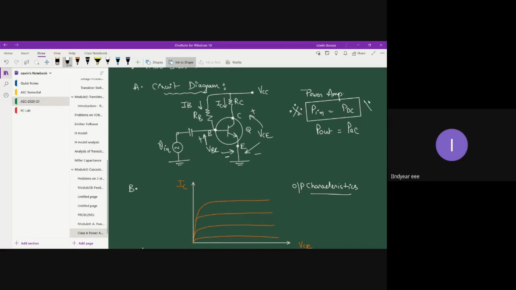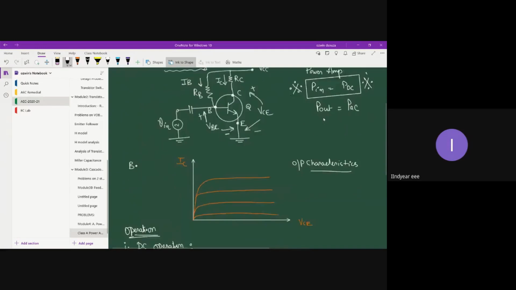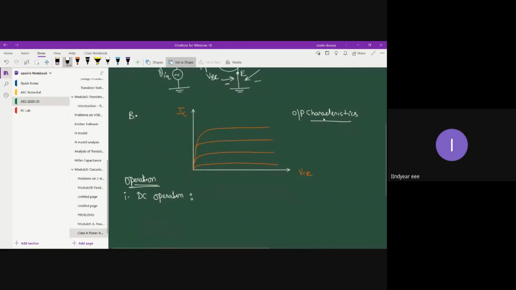Okay, this is very, very important. Power input is always PDC, because we need this information while calculating the conversion efficiency. Efficiency is nothing but the ratio of power output to the power input. And remember, power input is PDC in case of a power amplifier. All right, so first let us take DC operation.